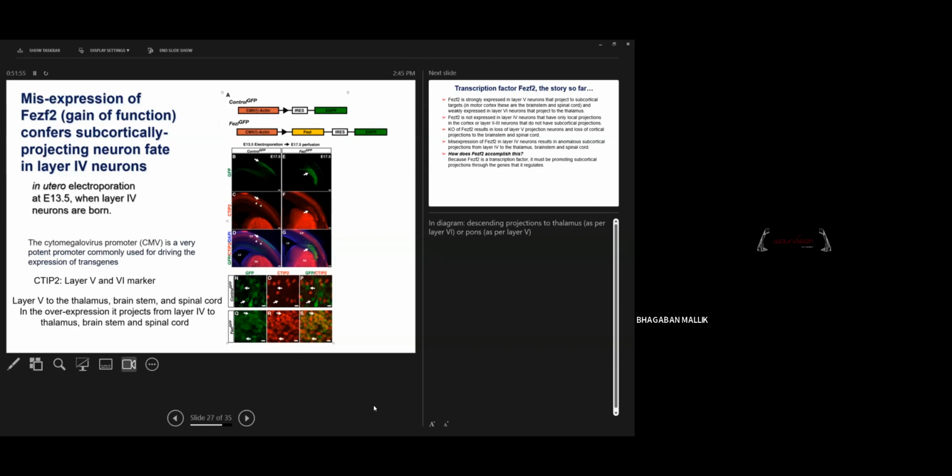They have injected this FEZ-F2 construct at the 13.5 stage, which is the stage at which you have generation of layer 4. Okay, so they injected that in layer 4, and they sacrificed this mouse at E17.5. At that time you have generation of layer 5. So they injected in layer 4, and now they are analyzing at the later stage.